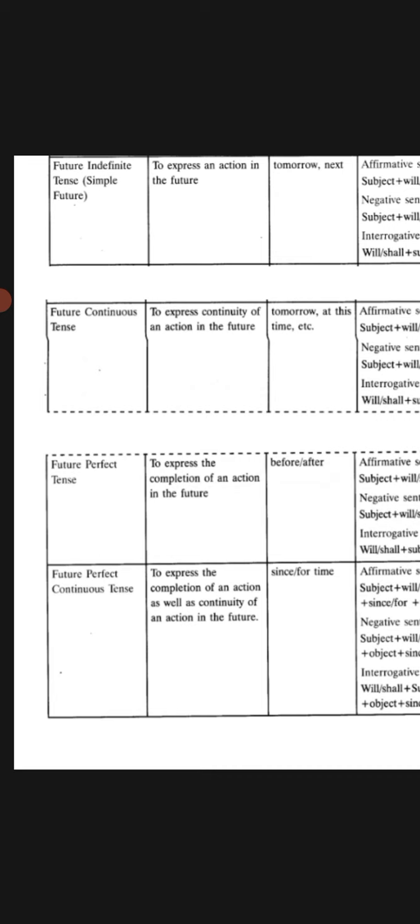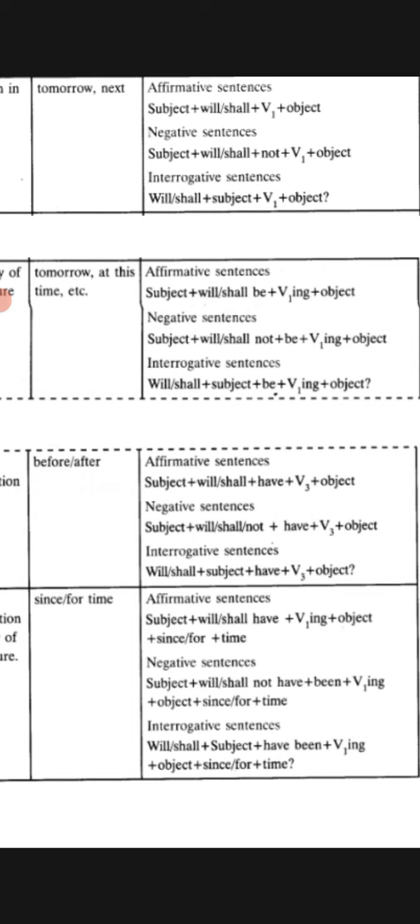So the words you can see here are like tomorrow, at this time, etc. So how will you frame sentences over here? The positive one first. So for the positive sentence, there will be subject, will/shall plus be plus verb first form plus ing and your object. So you have to add be over here. Subject, will/shall plus be plus verb first form ing plus object.